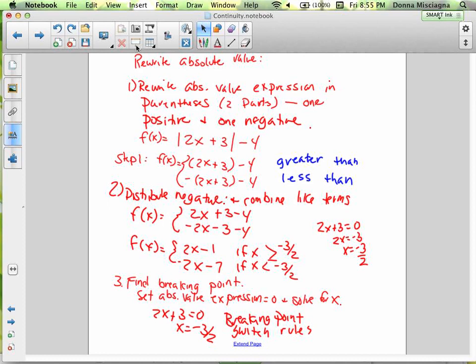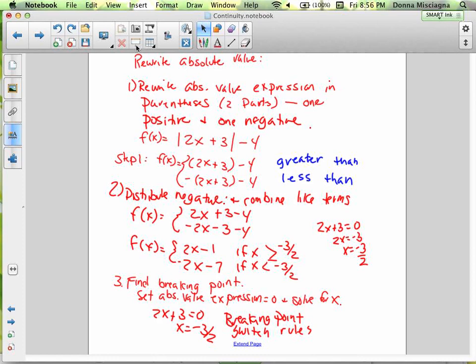Now we need to know when this occurs. So when do we switch from one to the other? You've got to find your breaking point. To find your breaking point, you set the absolute value expression equal to 0 and solve for x. Not anything else with it, just what's in the absolute value bars. So 2x plus 3 equals 0. Subtract 3, divide by 2. Your breaking point is at x equals -3/2, and that's where you switch rules.